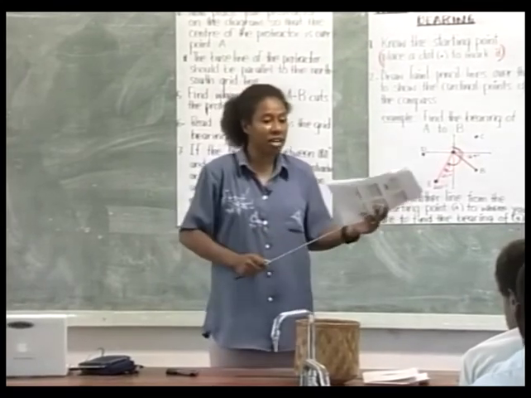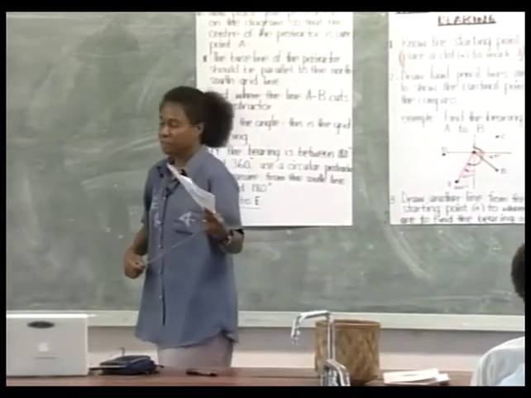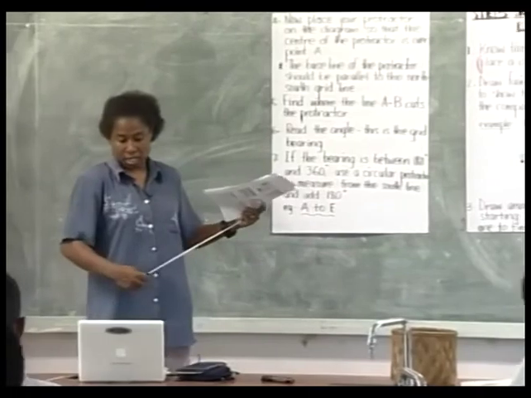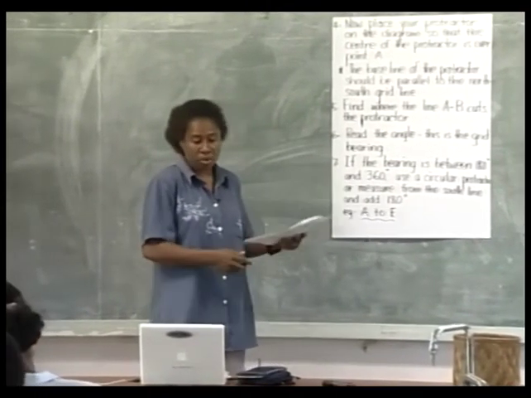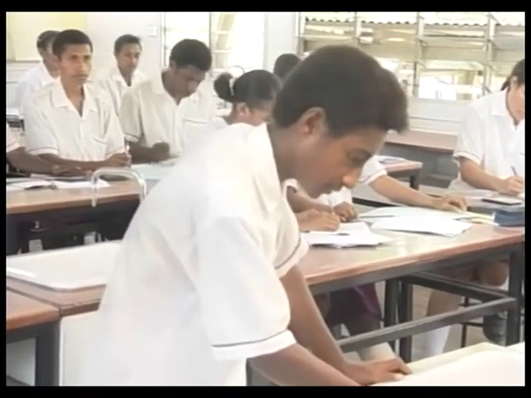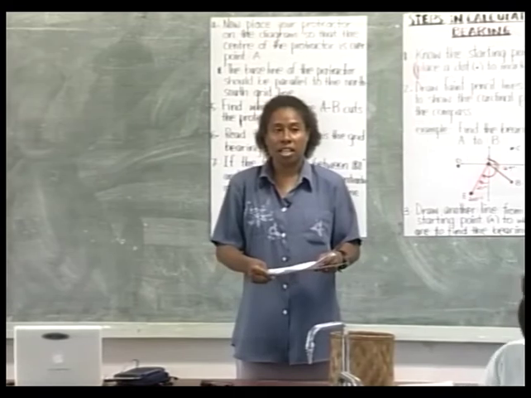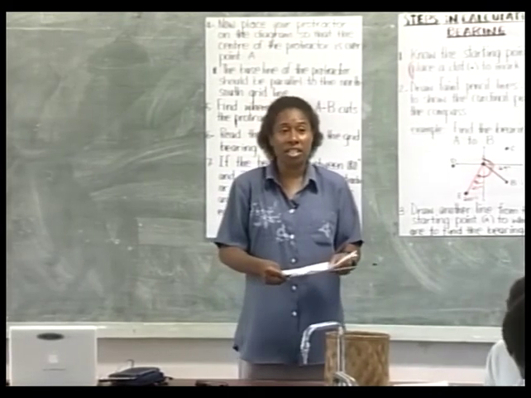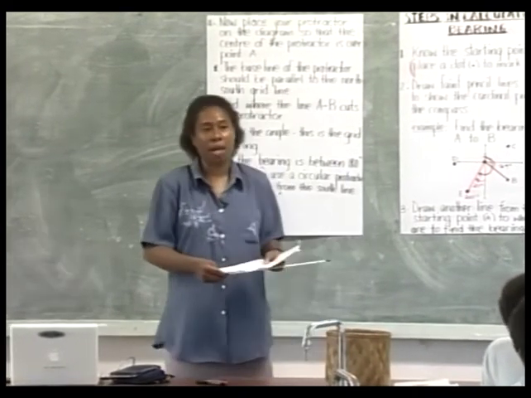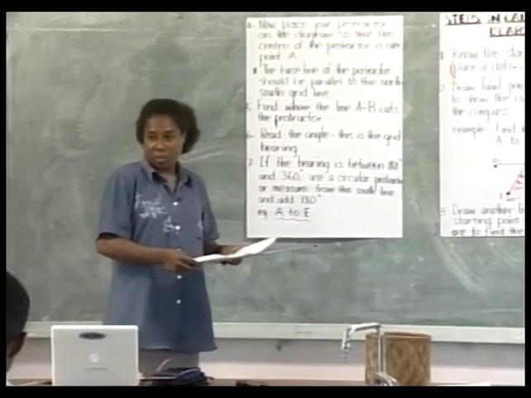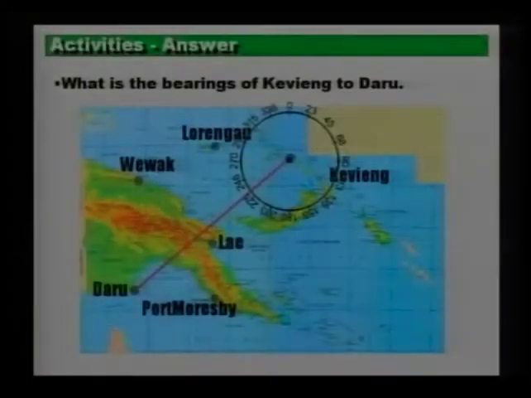Our friend right in front, what is your answer for the first question? Bearing of Cavian to Daru? About 230 degrees. Okay, he's calculated 230 degrees. We happy with 230 degrees? Yes, most students are happy with that. We will accept that as our answer, 230 degrees. Okay, good. We'll move on to the next question.